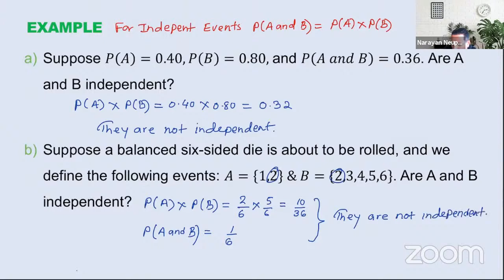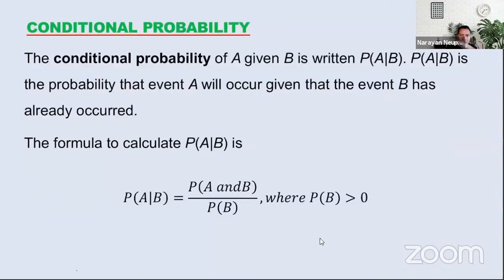They are not independent. So that is about the multiplication rule, the dependent and independent case. So that is the second formula for the day. Now we are going to move on to the third and the last one. That is the conditional probability.